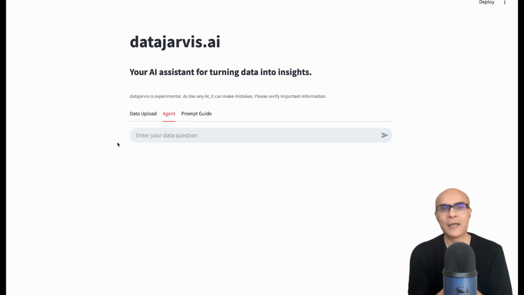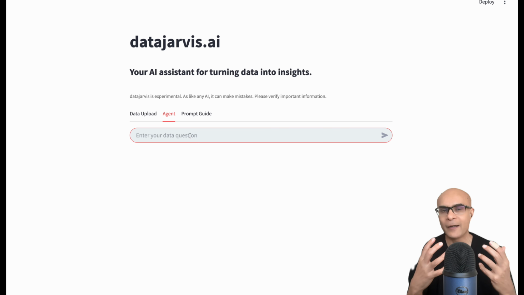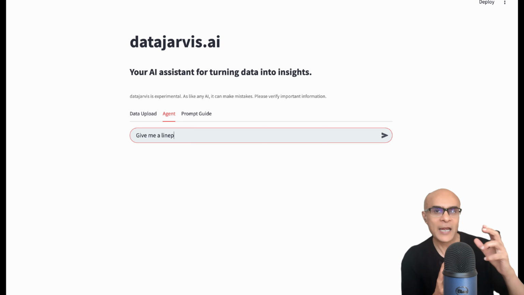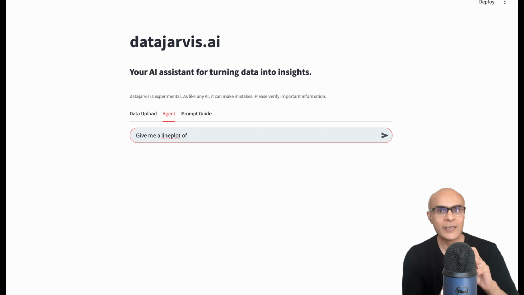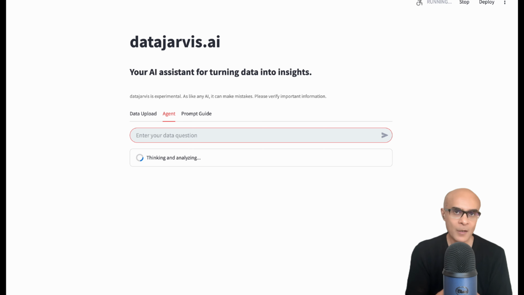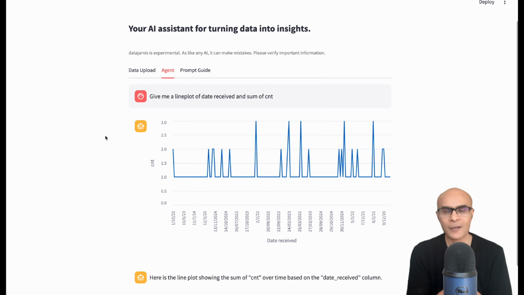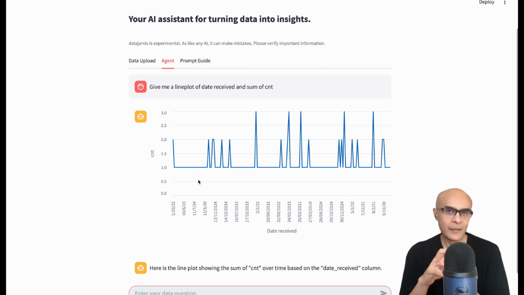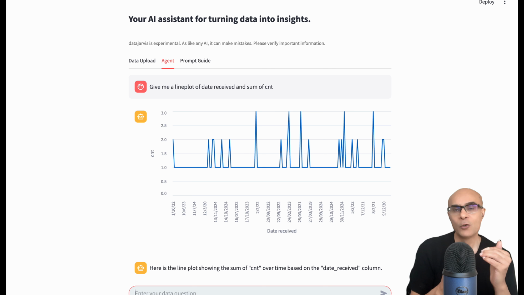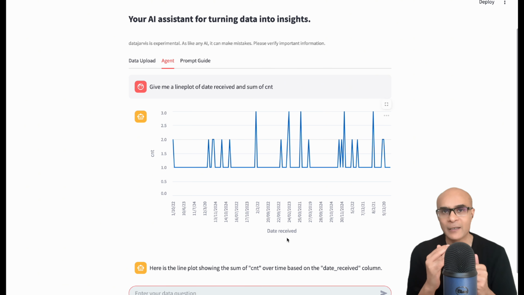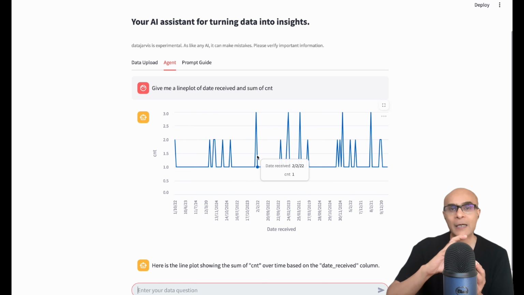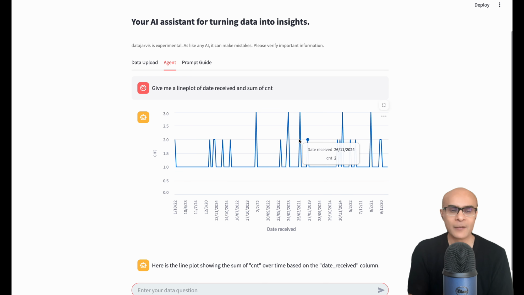Let me start by asking a question which will help us understand the complaints over time. Let us ask a question such as, give me a line plot between the date received and the sum of count. So here we see the result given by Data Jarvis. It's a line plot which will help us understand how many complaints were received on what date. This is very useful because it helps us see if there are any specific dates where there were more complaints compared to others. So this is pretty interesting because it gives a time trend of different complaints.